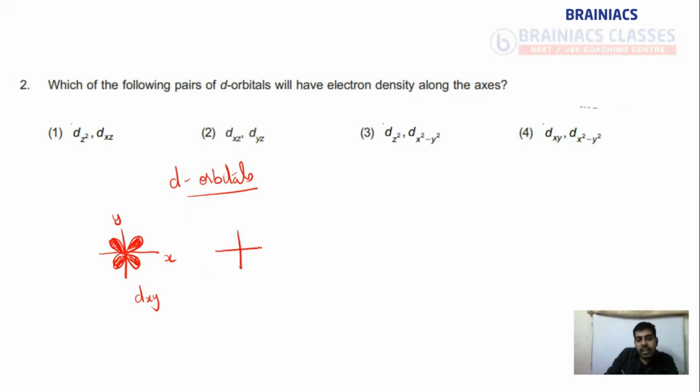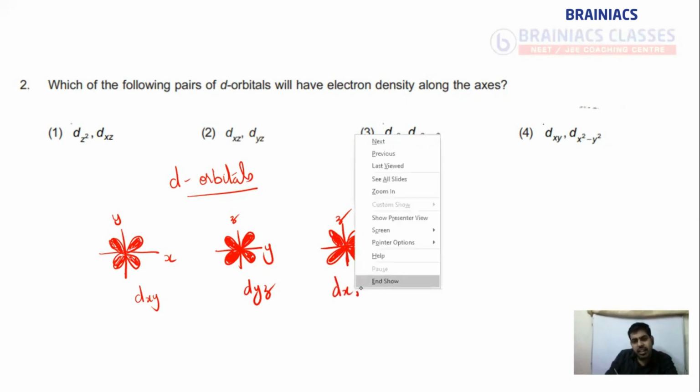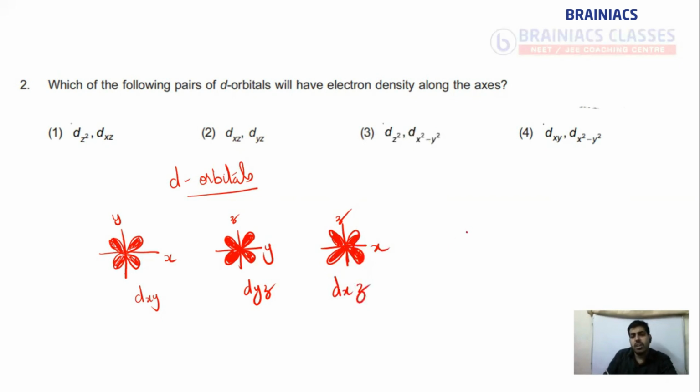Now the second one, dyz, with y and z. In dyz, electrons are present between the axis, not along the axis. Now for dxz, electrons are present between the axis, right? They are not on the axis, they are in between the axes.